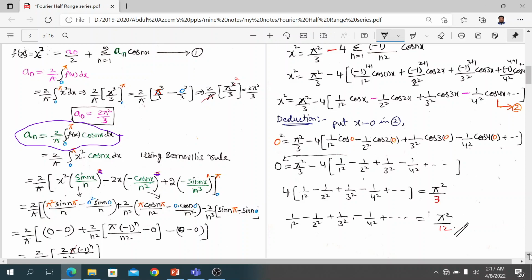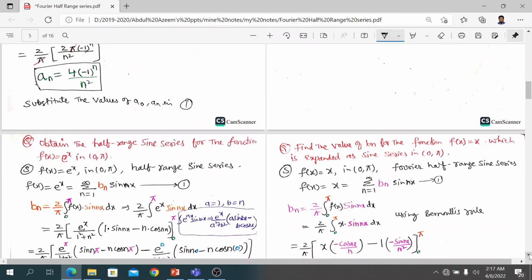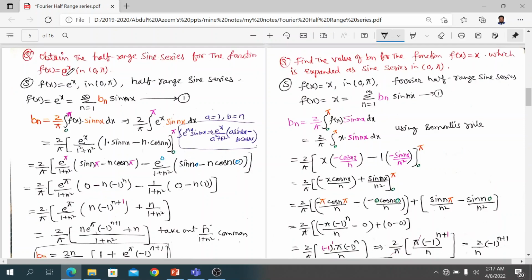Now next question. Obtain half range series for the function f of x is equal to e power of x in 0 to pi. Since it is a sine series, we have the formula sigma n is equal to 1 to infinity bn sine nx. So first we will find bn. The bn formula is 2 by pi integration 0 to pi f of x sine nx dx.